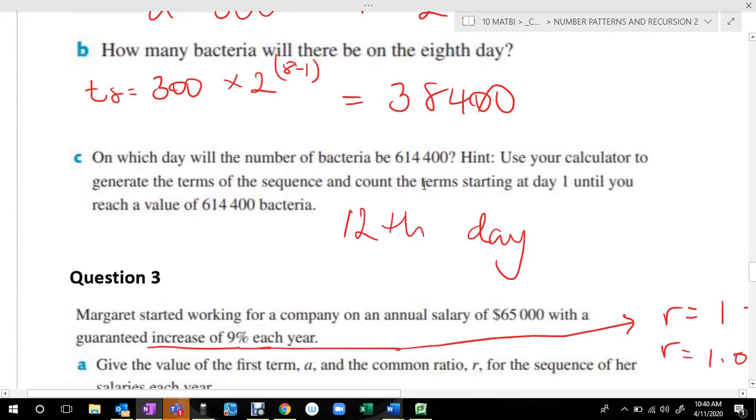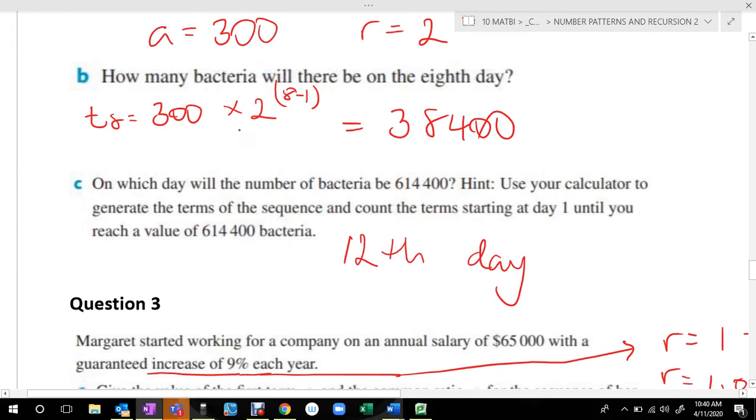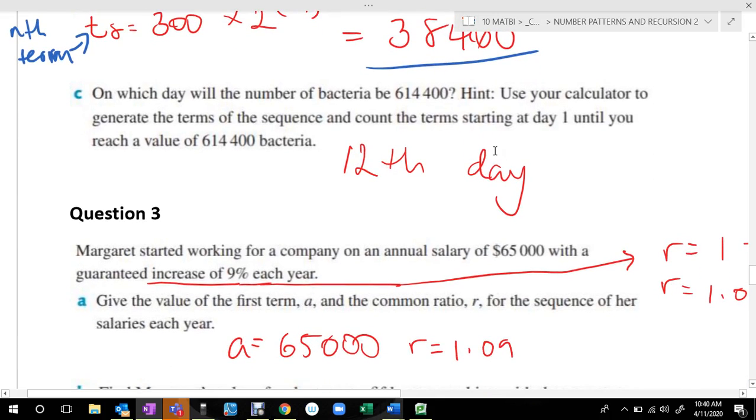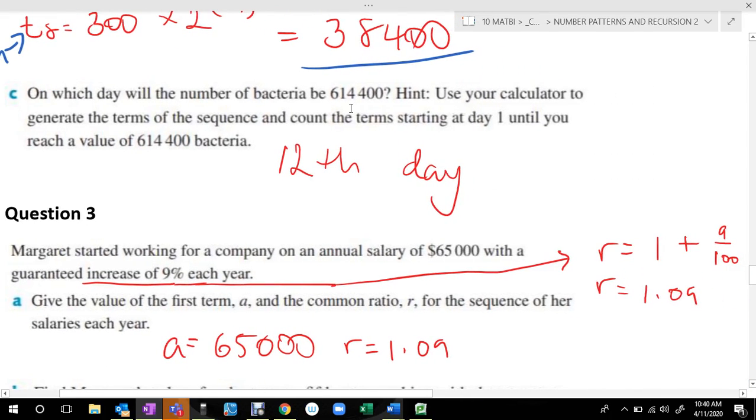Okay, how many bacteria will there be on the 8th day? You can use your calculator for this and use the nth term. Or you can go by hand and use your calculator and just go one number at a time, but I got 38,400. Okay, this one here, on which day will the number be 614,400?